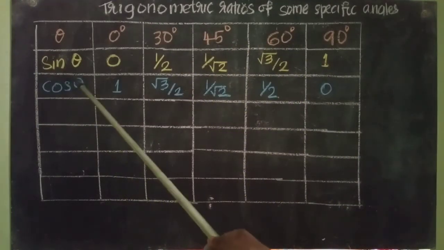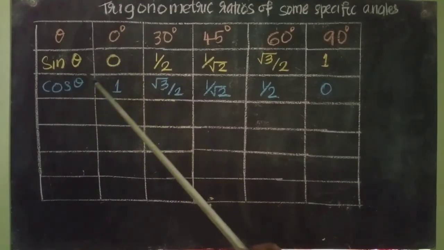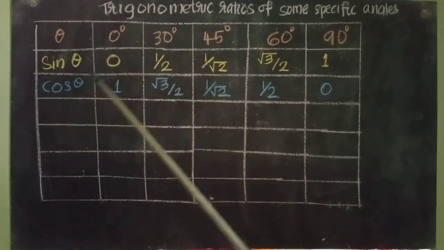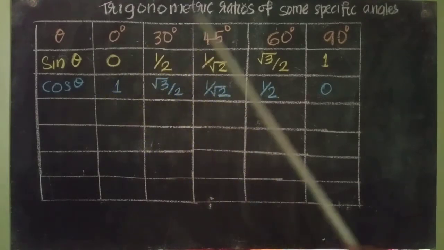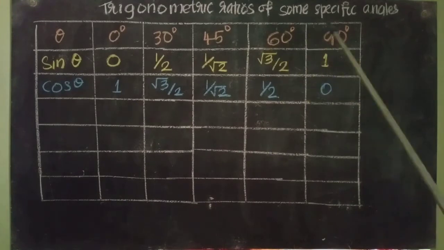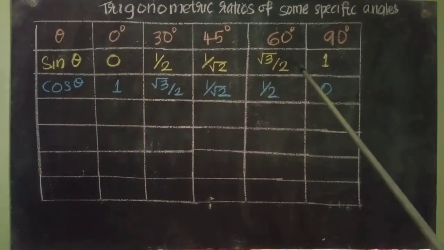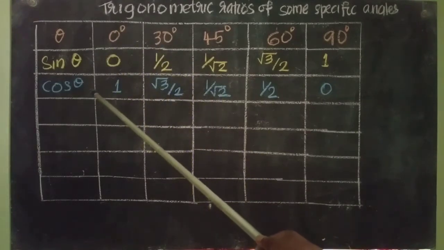Next, the values of cos theta. Cos 0 degree 1. Cos 30 degree root 3 by 2. Cos 45 degree 1 by root 2. Cos 60 degree 1 by 2. Cos 90 degree 0.